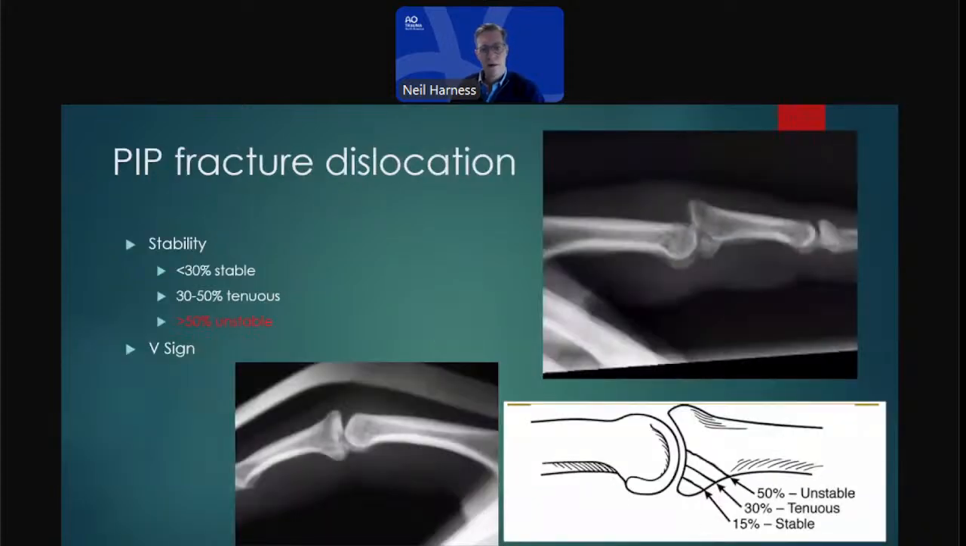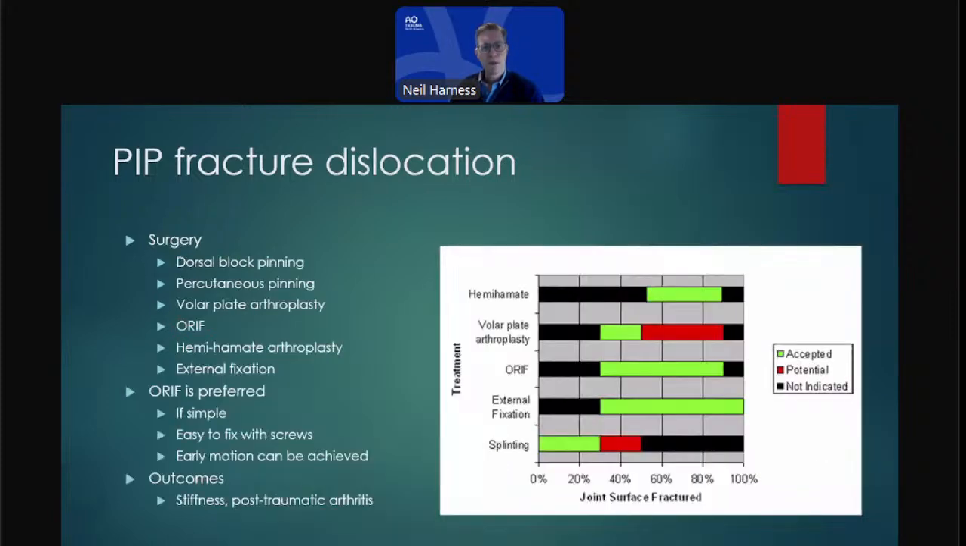And again, I won't belabor this point, but anything over 50% is going to be unstable and need to be treated. The classic V sign you hear. I think they were trying to treat this patient with a dorsal block splint, and the articular involvement is clearly at least 50%.